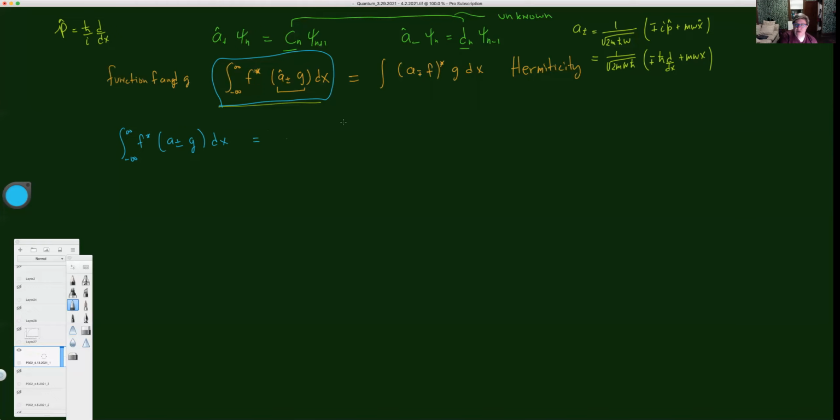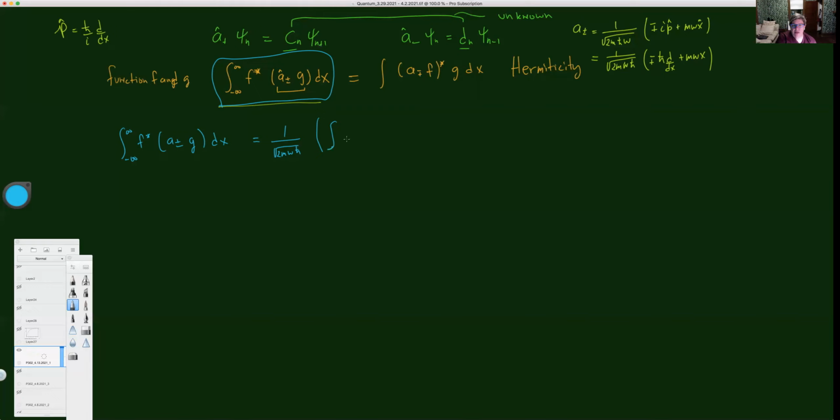So first, I'm going to bring the constant out of the integral because I can. I'm going to put 1 over the square root of 2m omega h bar, and then I'm going to put my parentheses, and then my integral. I'm going to drop the minus infinity to infinity. It's there. I just don't want to keep writing it.